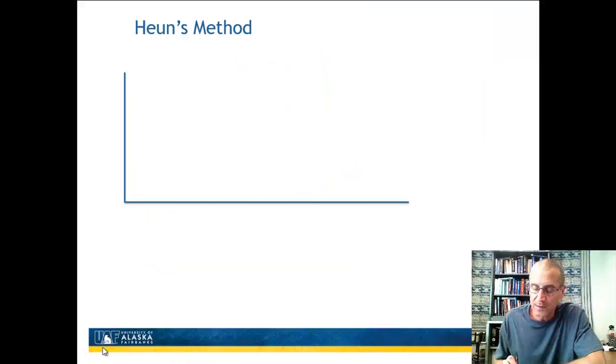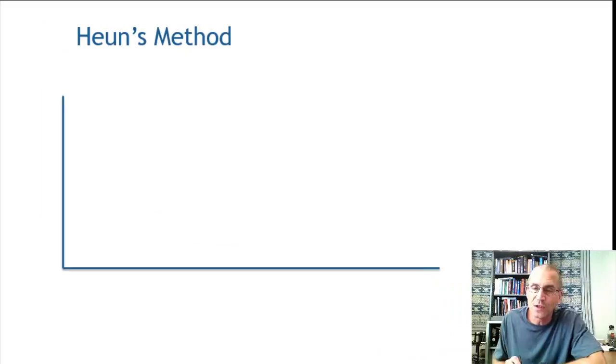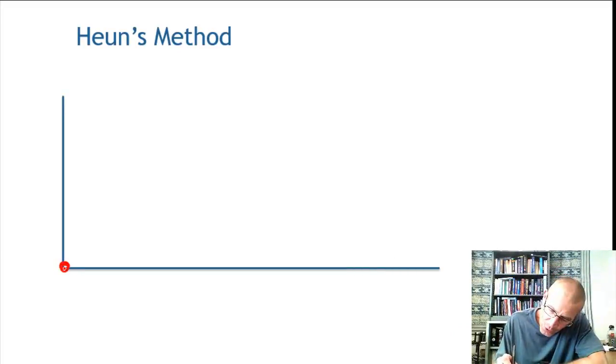The next method I want to talk about is Heun's method. And this is just a way to improve on Euler's method. So let's remember Euler's method: I start off at this point, maybe right there, and I determine my first derivative at that point, and then I more or less just shoot out and say, okay, that's going to be my next point right there.